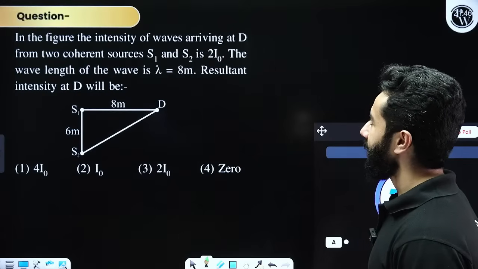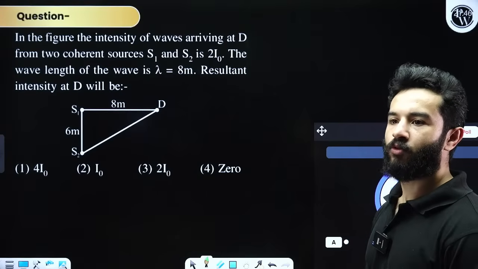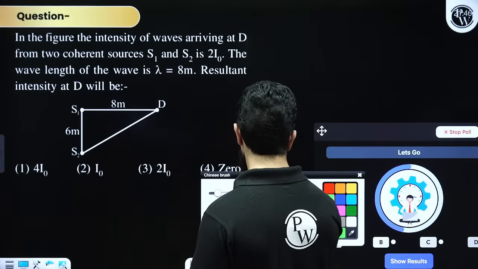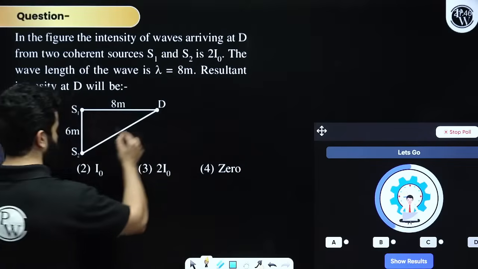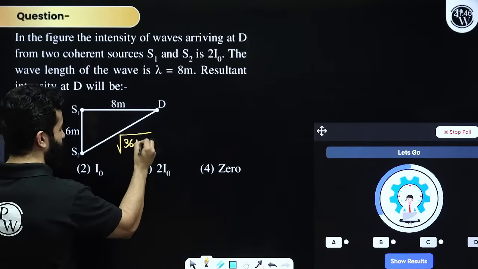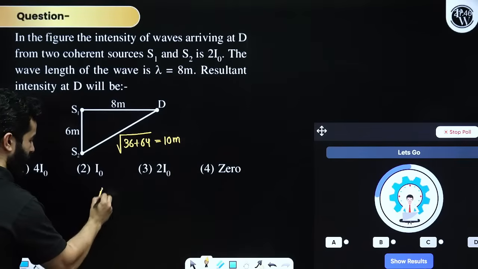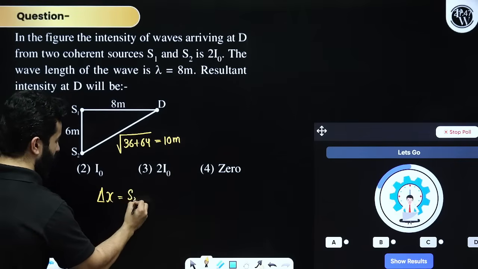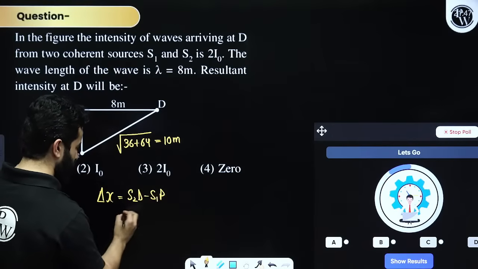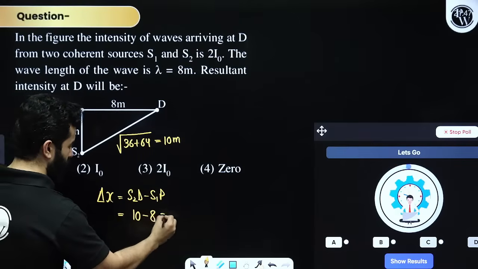In the figure, the intensity of waves arriving at D from two coherent sources is this. By the way, we can easily find out this S2D using Pythagoras: this will be 36 plus 64. That means this will be 10 meters, and path difference will be S2D minus S1D. That means this is 10 minus 8, that is 2 meter.